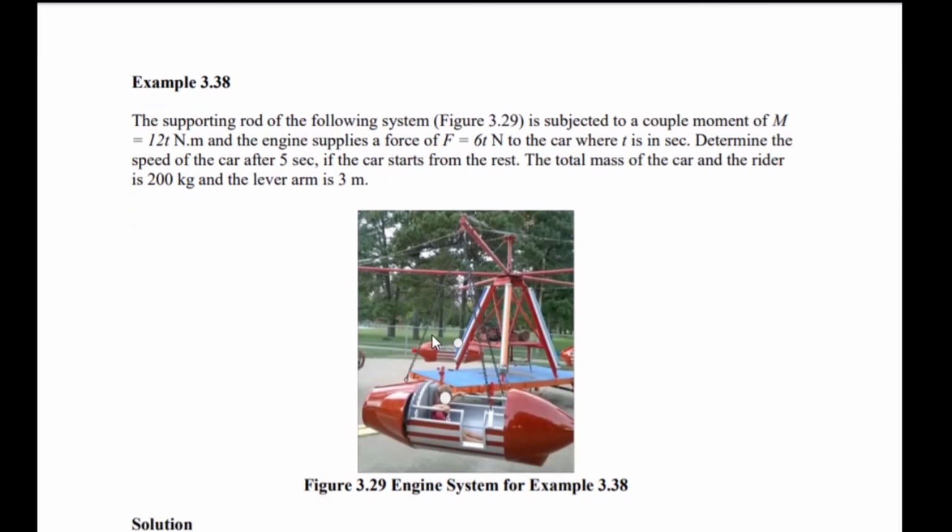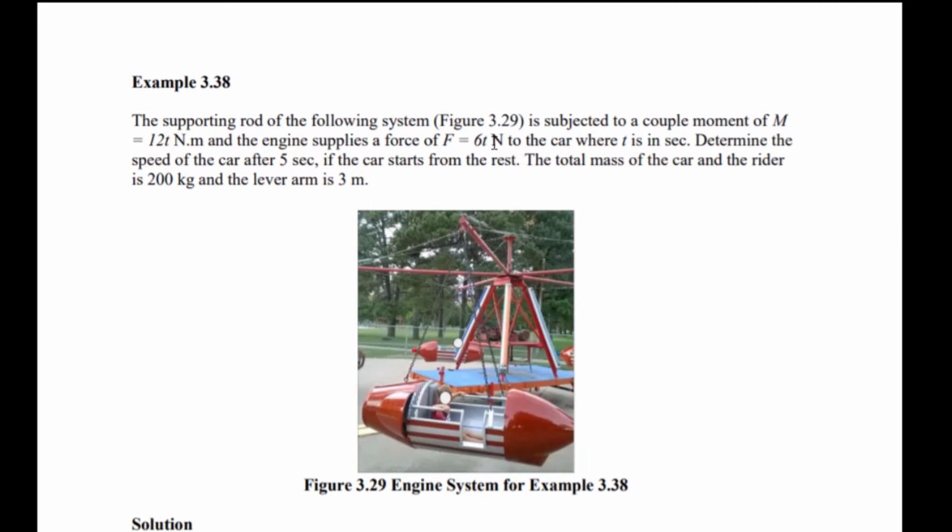This time, similar park equipment. Here we are applying a couple moment 12t, again a function of time, and a force of 60. Now what is this force? Maybe there is a central machine, I cannot see here, maybe somewhere here the central machine is applying some torque this way, and this individual car is applying a force this way. We do not know the exact scenario here, but we are assuming that there is a central motor which is providing some moment and the individual car is applying some force.